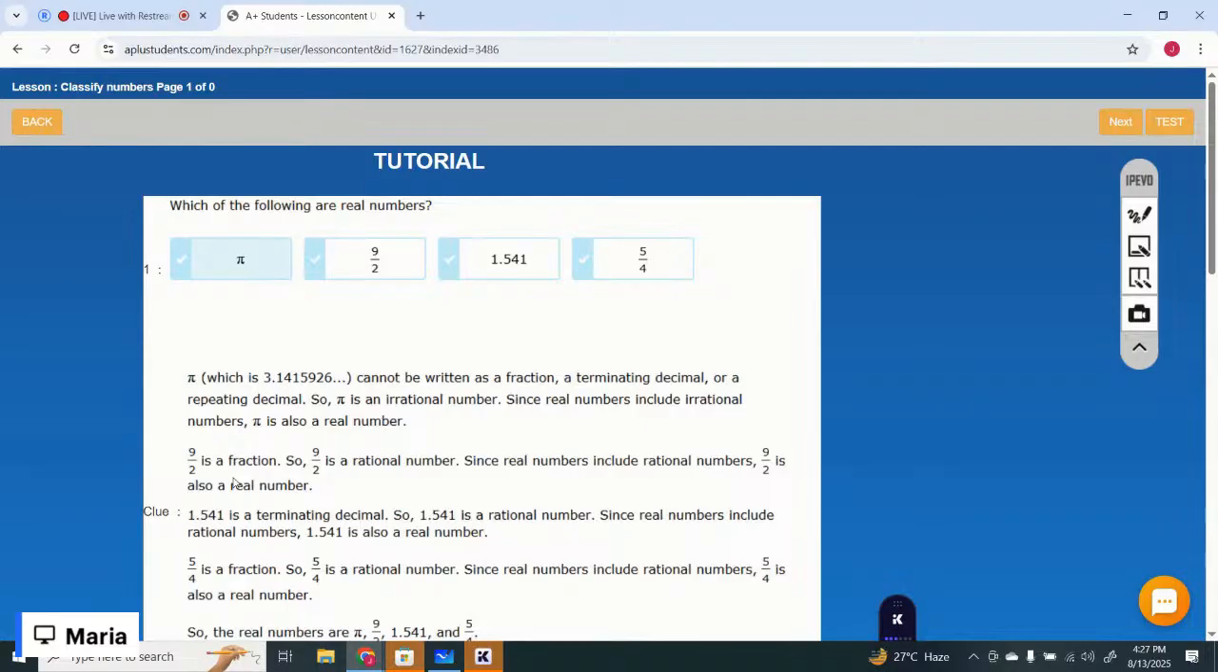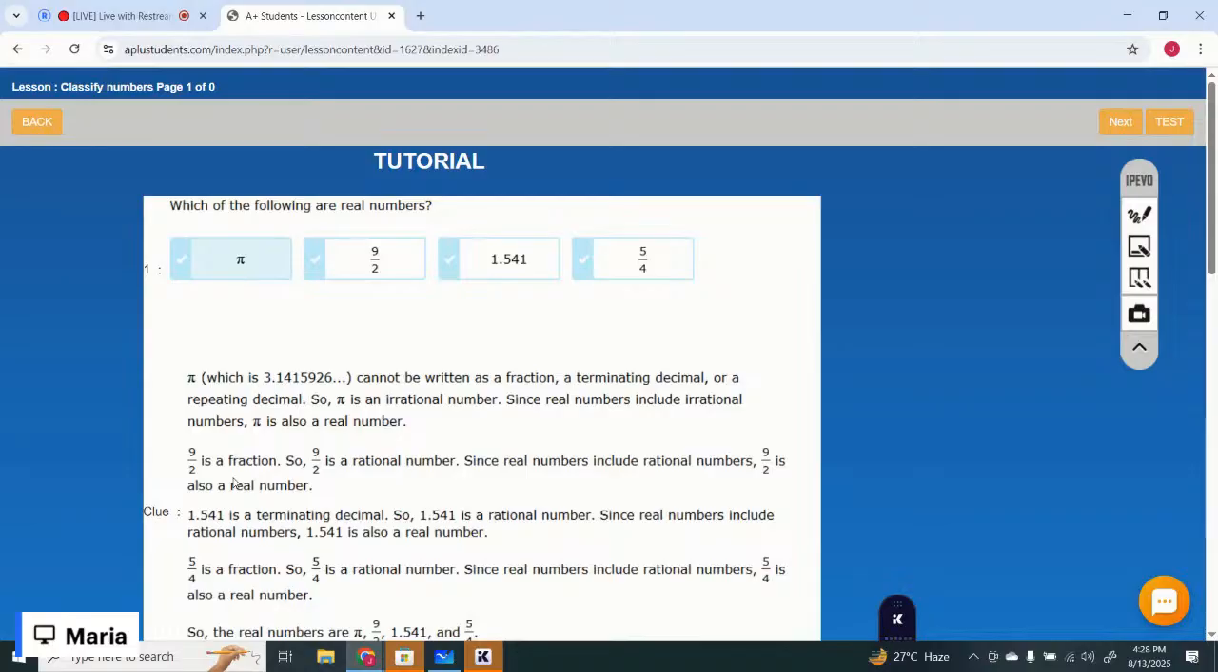Which of the following are real numbers? The numbers we are given are pi, 9 by 2, 1.541, and 5 by 4. You need to see which of them are real numbers. So pi cannot be written in fractional form, so pi is an irrational number, right? Real numbers include irrational numbers, so pi is also a real number.